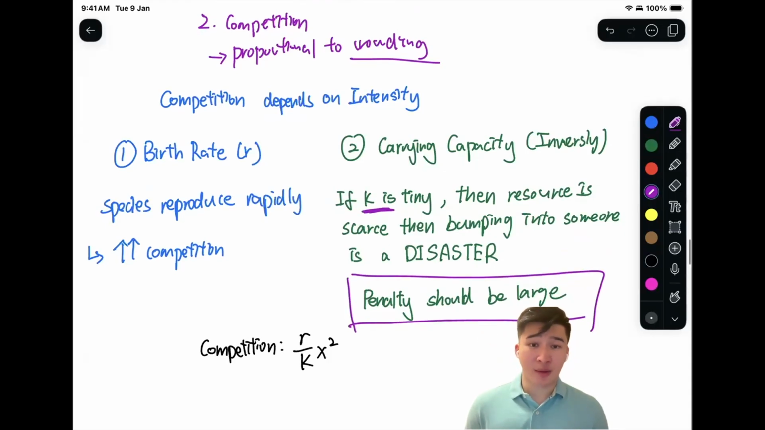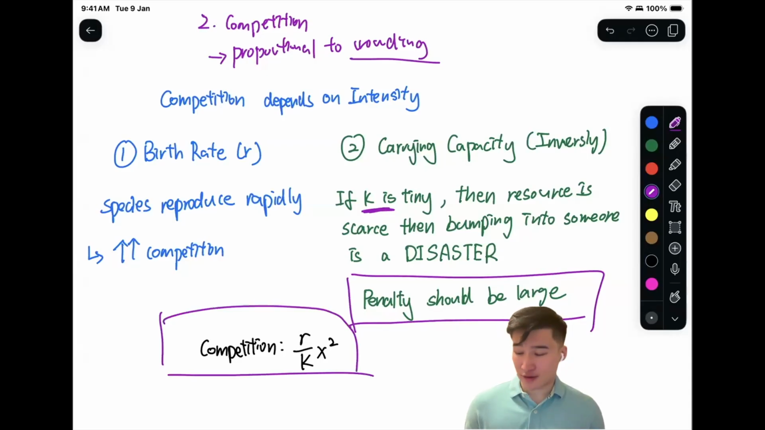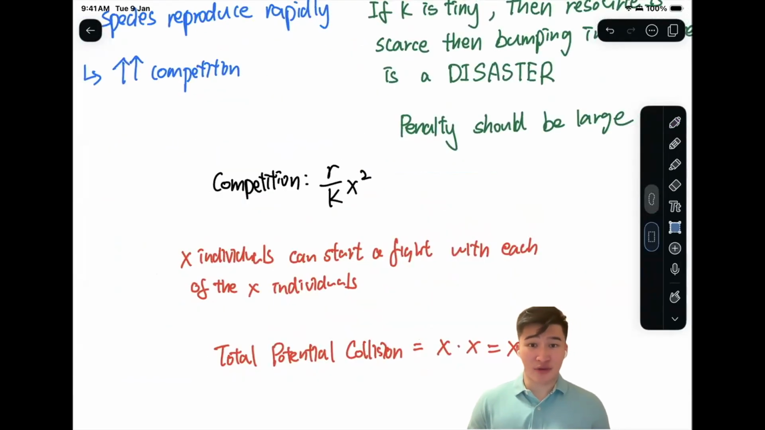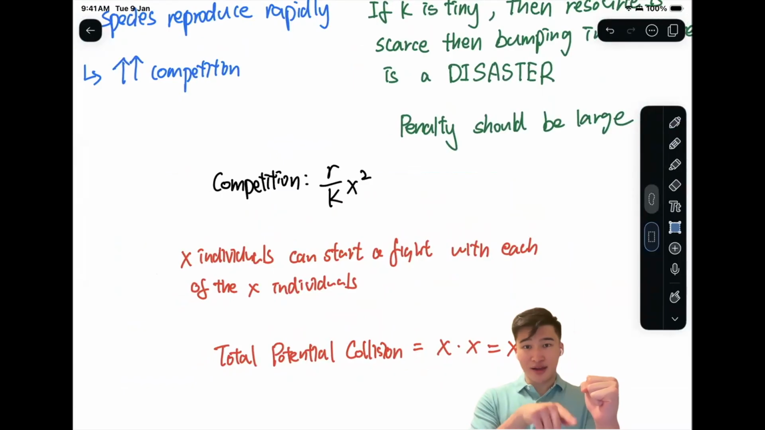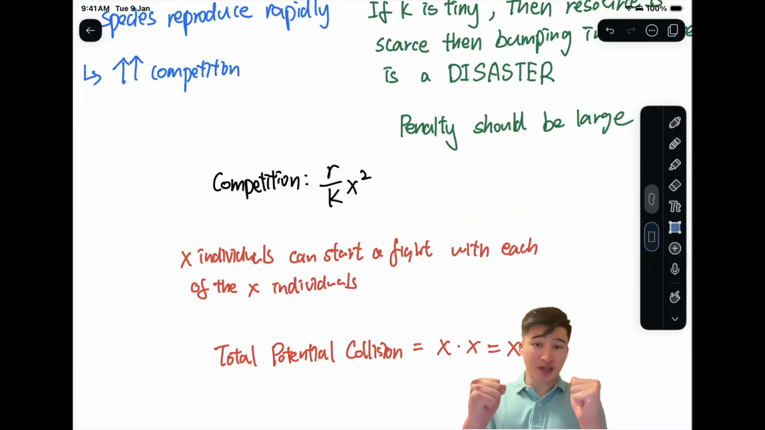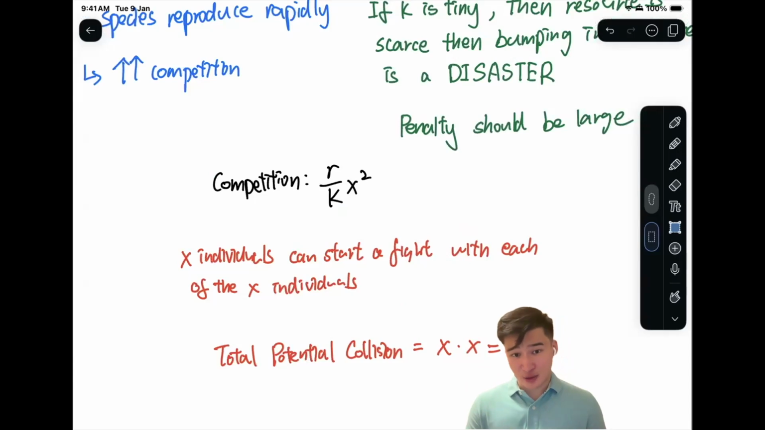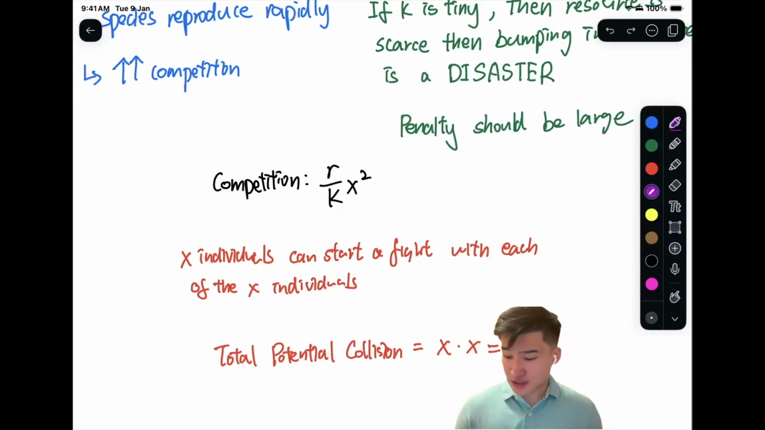So our equation for competition is going to be r over k times x squared. Well, it is x squared because of competition. There are x individuals that can start a fight with each of the x individuals. So together, you just multiply them, basically it's x times x, which is our total potential collisions, and therefore we have x squared. Again, from this equation, we know that as the birth rate r increases, there'll be more competition, right?